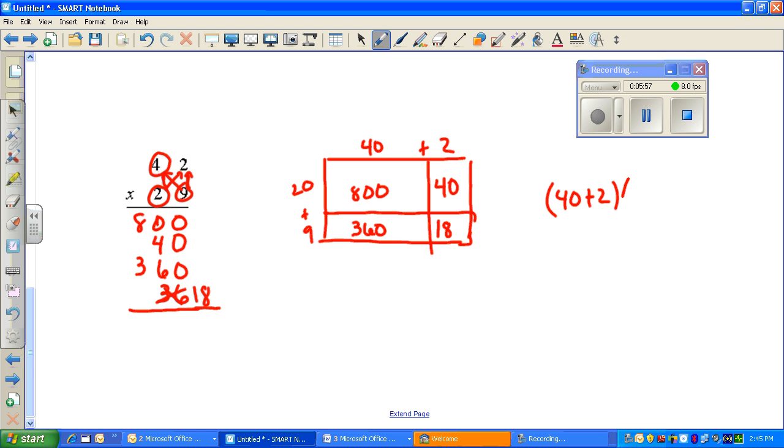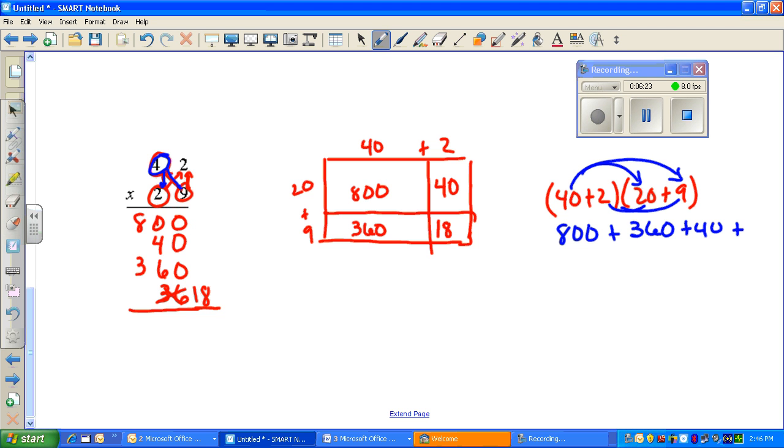40 plus 2 times 20 plus 9. Distributing the 40 to the 20 and the 9. And you can kind of see that's what's going on here. The 9 and the 20 are both being used by the 40. Again, I get the 800 plus the 360. 20 times 2 is the 40, and 2 times 9 is the 18. Again, all four numbers, all I would have to do is add those up. Again, it's not about the end result. It's about the process in between so that we can build some algebraic understanding.